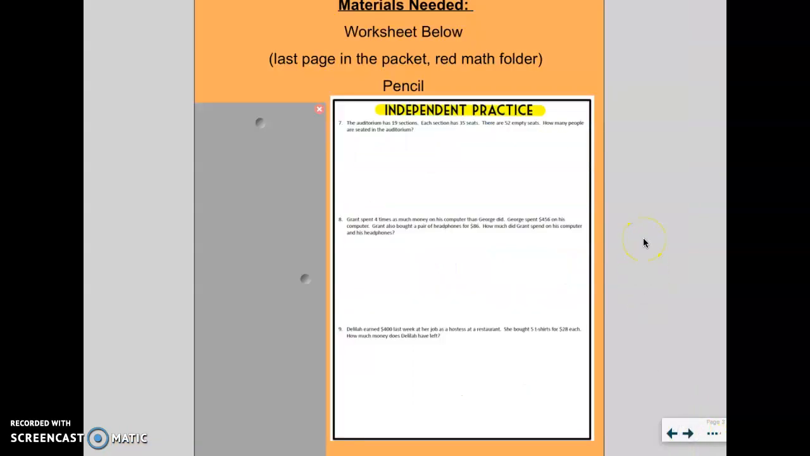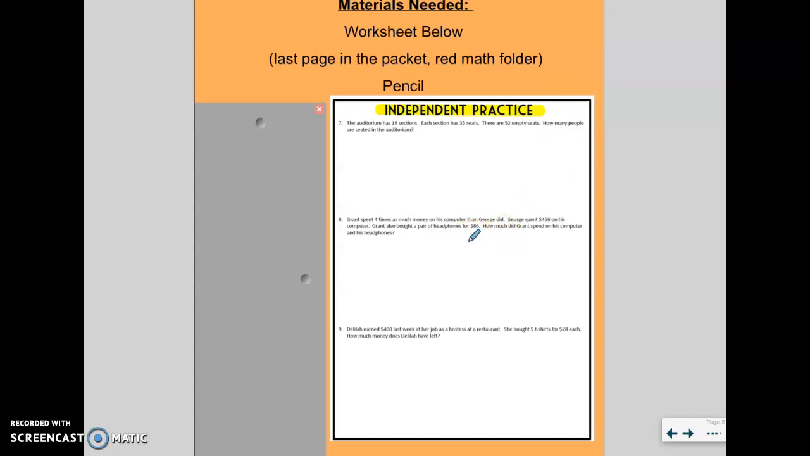So today, the materials that you will need: this worksheet. In your red math folder, it is called Independent Practice, and it is the last page in your packet. It starts at number 7, and then you also need a pencil. So pause the video now if you need to grab your materials.